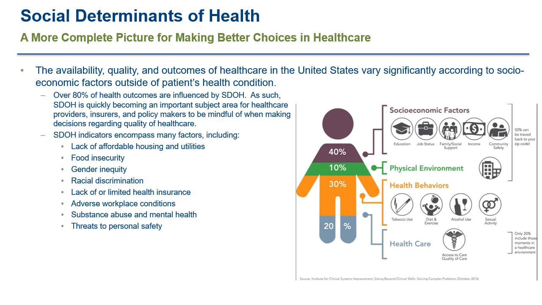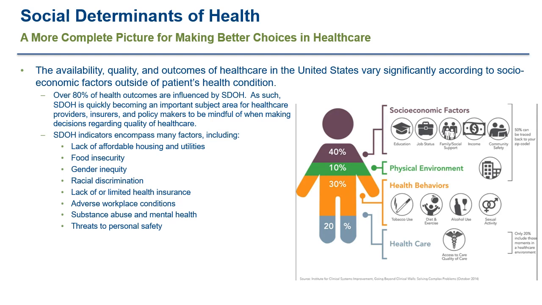Social determinants of health is about availability and outcomes. It basically talks about how the availability and outcomes in healthcare vary very significantly according to the socioeconomic factors that are outside of the patient's health conditions. Over 80% of health outcomes are influenced by your social determinants of health, and it's quickly becoming a very important area for healthcare providers, insurers, and policymakers such as yourselves, and it needs to be taken into consideration as you're moving forward on making healthcare decisions.